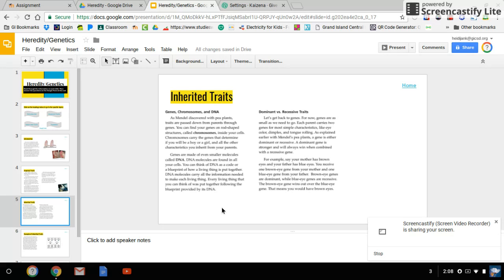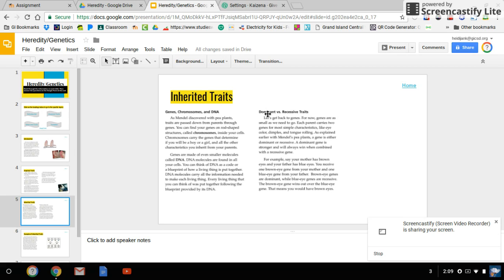Genes are made of even smaller molecules called DNA. DNA molecules are found in all your cells. You can think of DNA as a code or blueprint of how a living thing is put together. DNA molecules carry all of the information needed to make each living thing. Every living thing that you can think of was put together following the blueprint provided by its DNA.